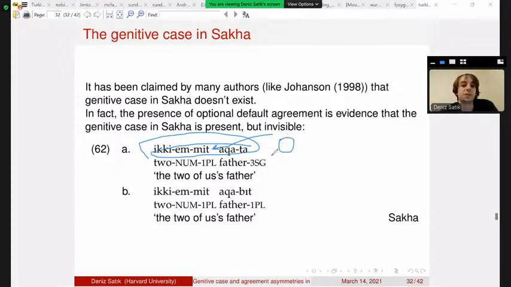So the empty set symbol here. I think that the genitive case marking is optionally present here, just like the other languages in which default agreement is optional, like Altai. That there has to be something that leads to default agreement here. So I think the genitive case in Saha does exist, even in simple constructions like these. Now, moving on.